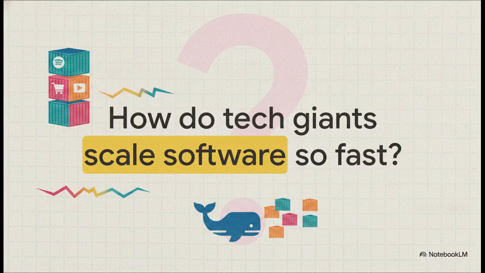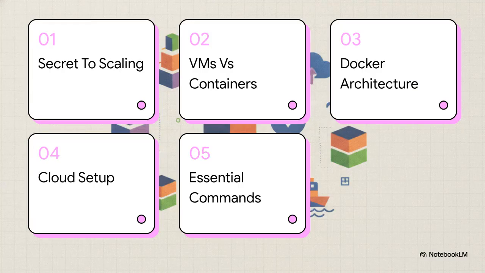So have you ever wondered how tech giants like Spotify, Amazon, and Netflix manage to ship their software so lightning fast? I mean, how do they scale instantly to handle literally millions of users without even breaking a sweat? Well, the secret to this instant, massive scaling is a really revolutionary concept called containerization. And right at the absolute heart of it all, that's Docker. Okay, let's dive right into this.